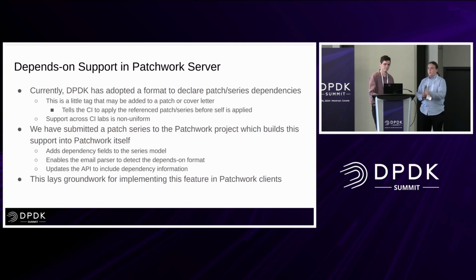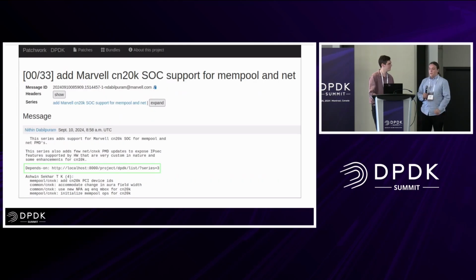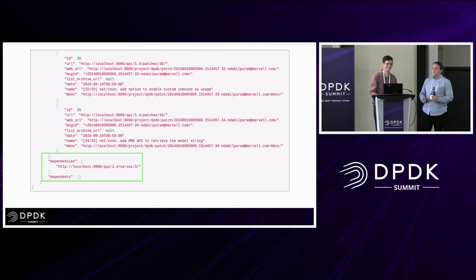So I've prepared an example using a patch from the mailing list. In green highlighted here, you can see the depends on tag, and it uses a URL to refer to the dependent series. And this is detected by the parser and then made available to the API. And the API can make use of this information, and it will apply the patches in the order that they appear here, which is the same order that they appear in the submitted email.